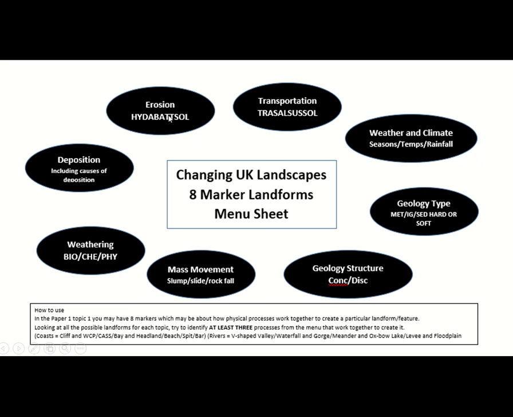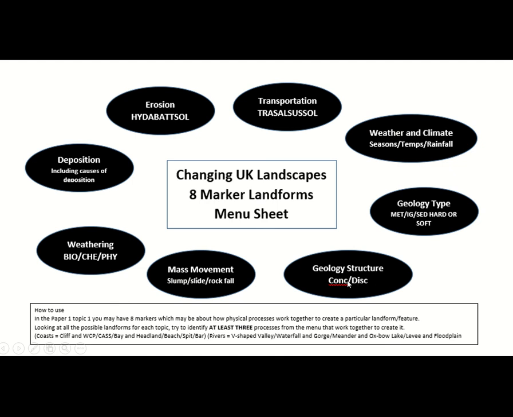So these two things combine to create bay and headland. And in the bay, the headlands that have been created shelter the waves, so reduce the wind, and therefore lead to deposition, which puts sediment inside the bay, and you get what's called a bay head beach. So you've got erosion, deposition, and geological structure, as well as geological type, all working together to create a bay and headland landform.